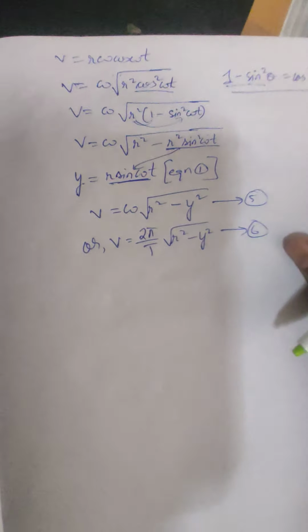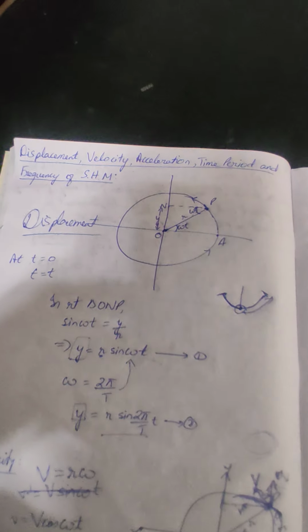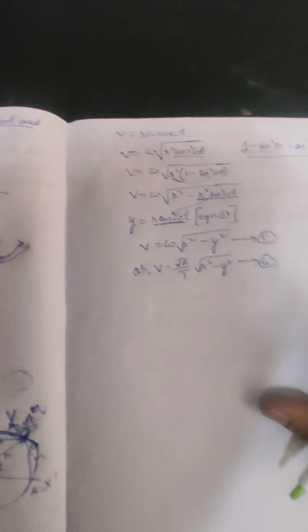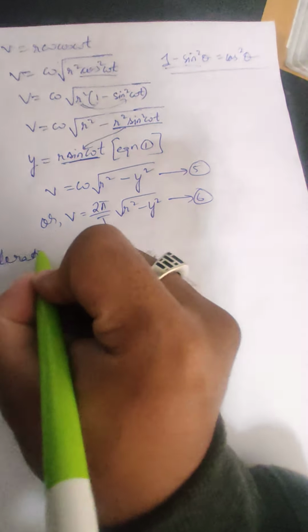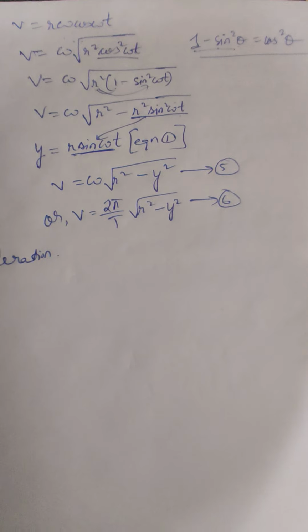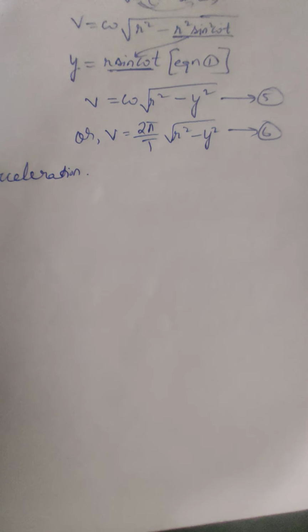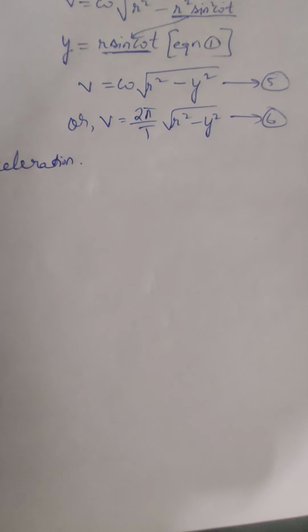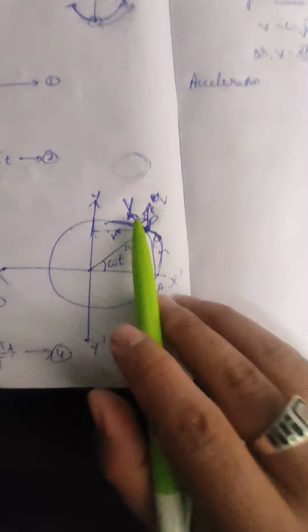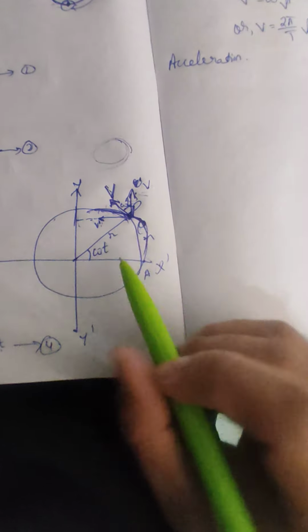velocity. Now we'll go to the next topic, which is acceleration. Now we will take centripetal acceleration. So what is centripetal acceleration? This also we have studied in first term. Centripetal acceleration is inward acceleration. The object is not moving outward, it will move inward.